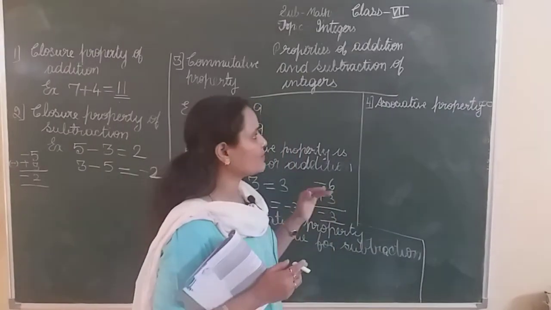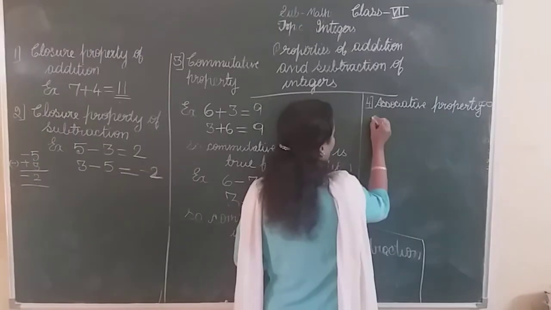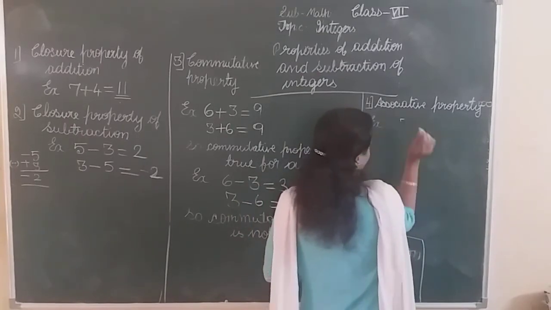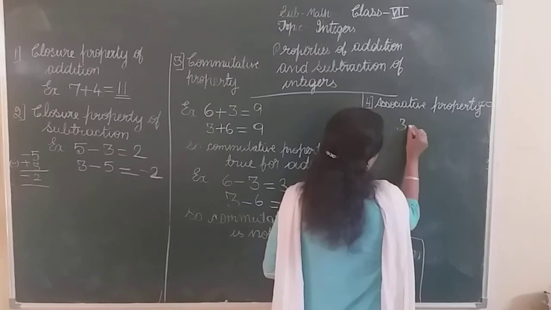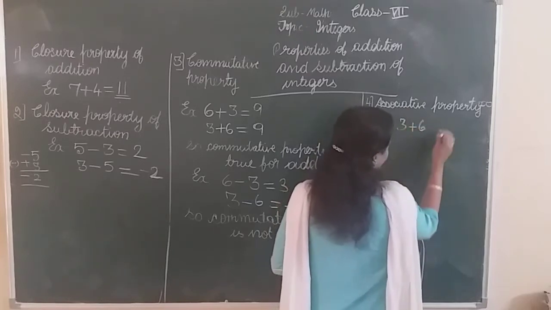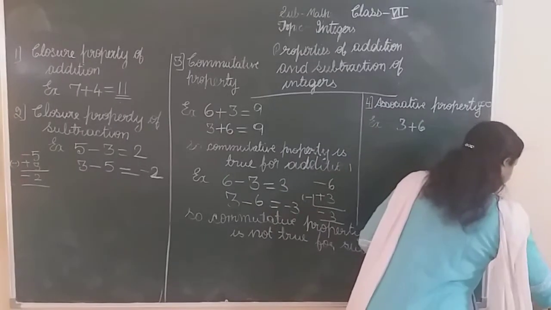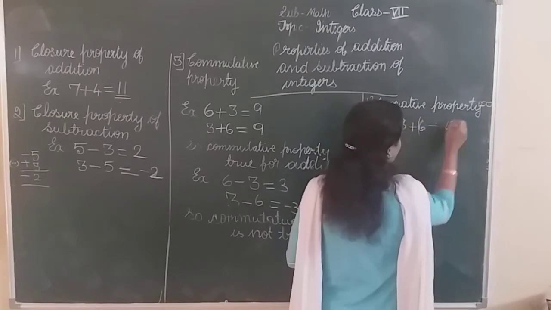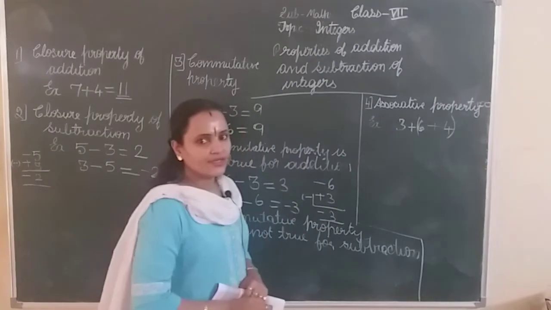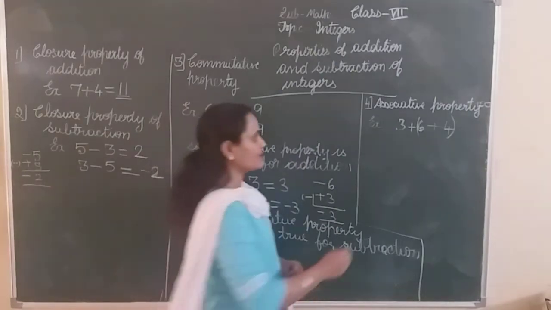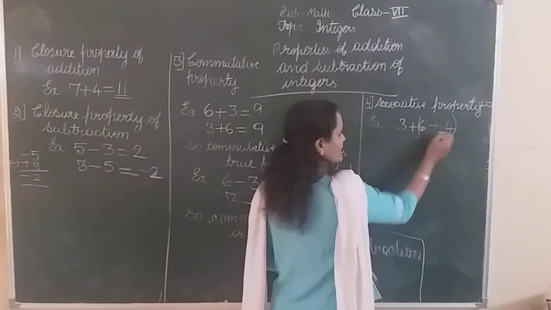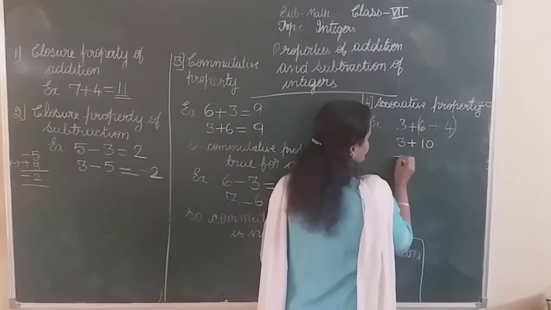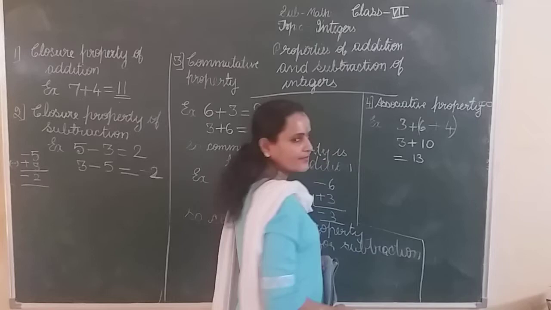So for example, if I give you 3 numbers with addition only: 3 plus 6 plus 4, and I put these 2 numbers under bracket. So when I am putting these 2 numbers under bracket, what happens? I have to solve these first. So this is nothing but 3 plus 10, the answer is 13, right?